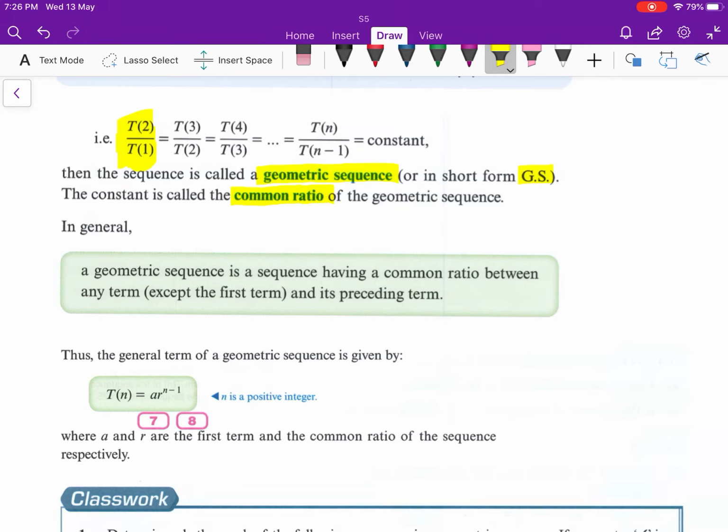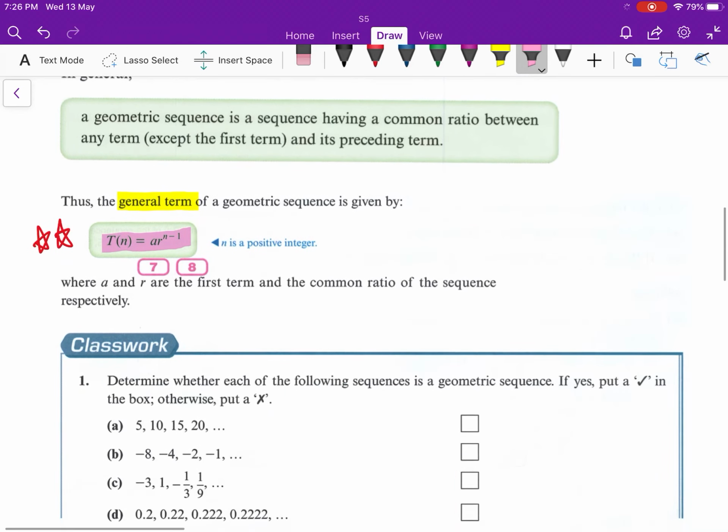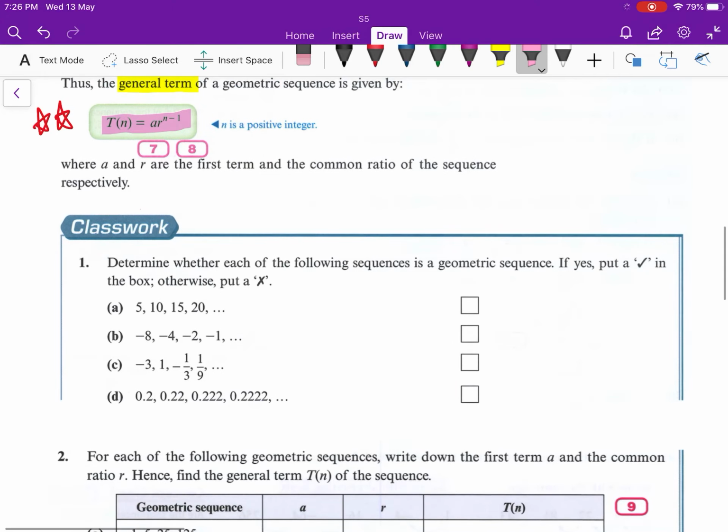So what is the general term formula? Don't forget that, okay? The general term will help us shorten the time of calculation. So do remember the general term is super important, okay? The general term will be Tn equals A, the first term, times the common ratio R to the power n minus 1. Okay, do remember that. Now let's do some quick classwork to get familiar with it.